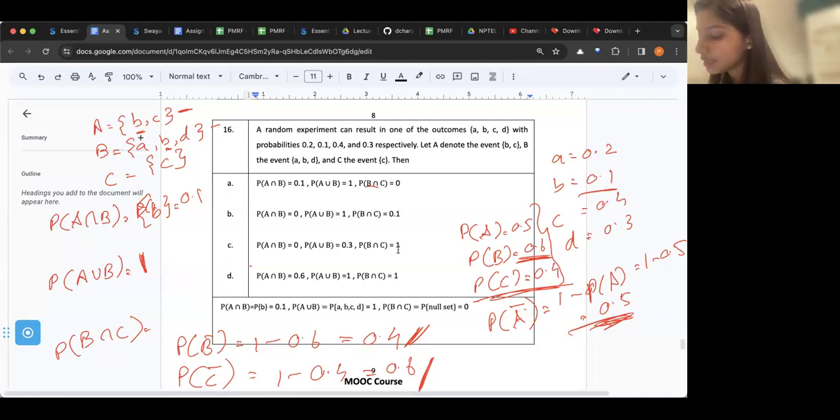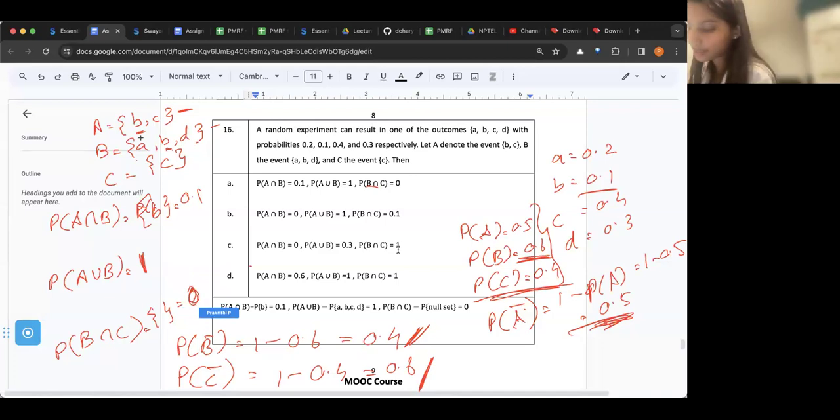So set B is A, B, and D. Set C is C. So there's nothing common between set B and set C. So it's an empty set. So probability of an empty set is 0.